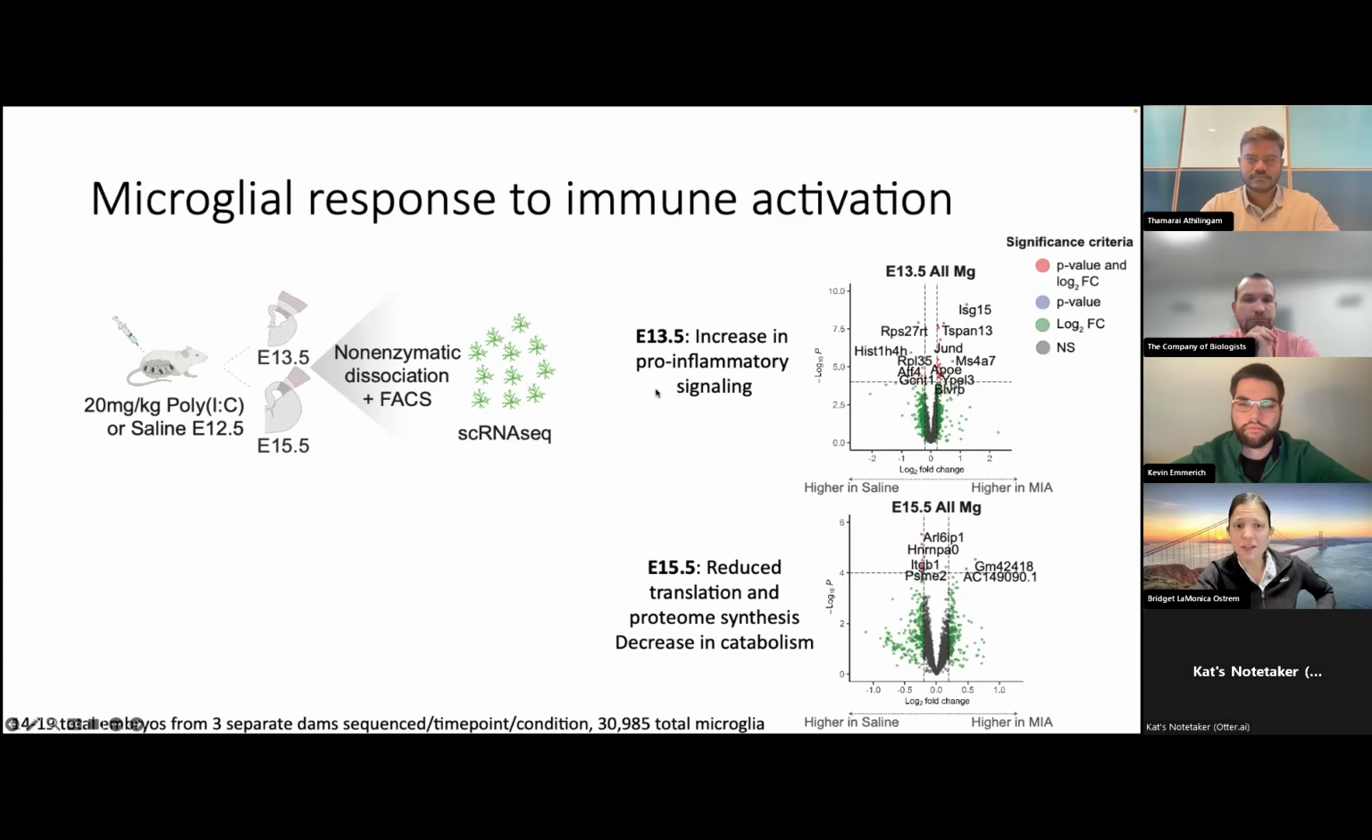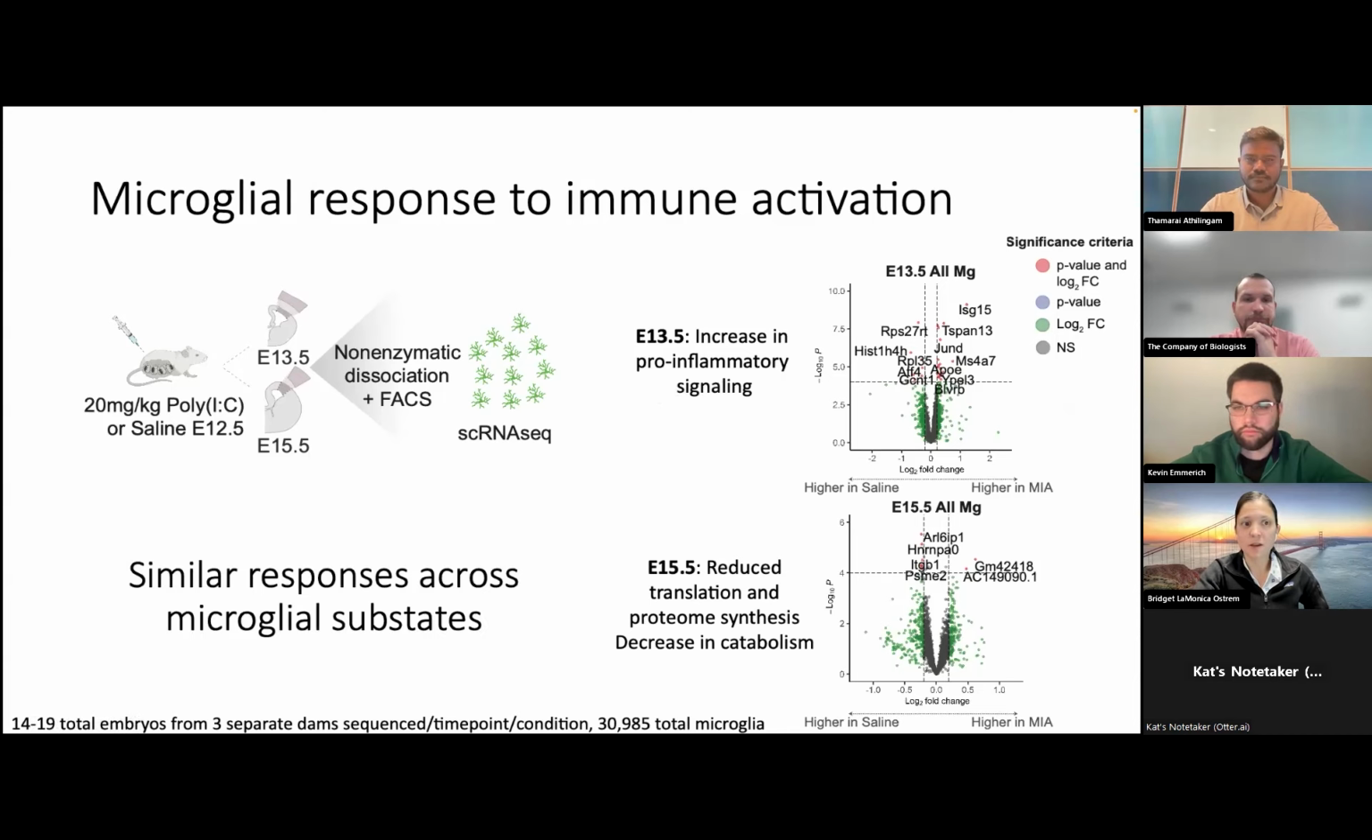And then at E15.5, we saw a response that largely recapitulated what we had seen in other cell types, actually, which is a reduced translation and proteome synthesis and decrease in catabolism. And we ended up seeing similar responses across different microglial substates.